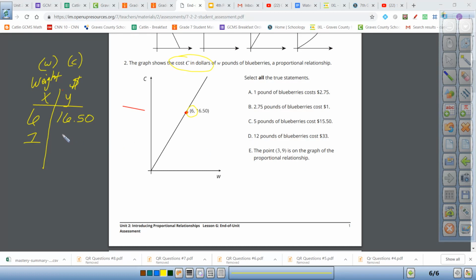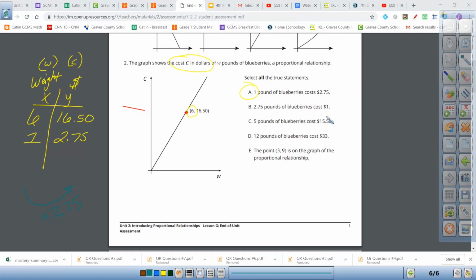So how did I get this number? I took 16.50 and divided by 6, the constant of proportionality. That's when X is 1. And that's a true statement, because 1 pound costs 2.75. That works for me. Everything in this table can be multiplied by 2.75 on the left to get what's on the right, because that's the constant of proportionality. So that one's true, that one's good.